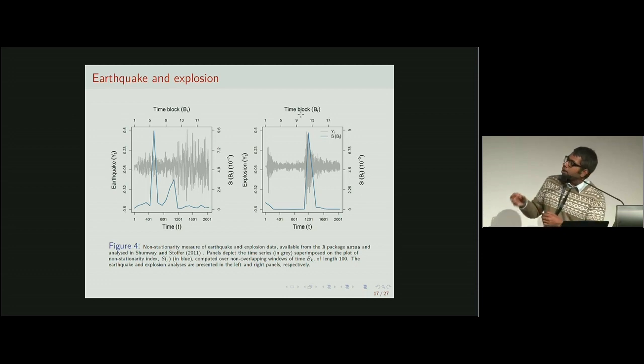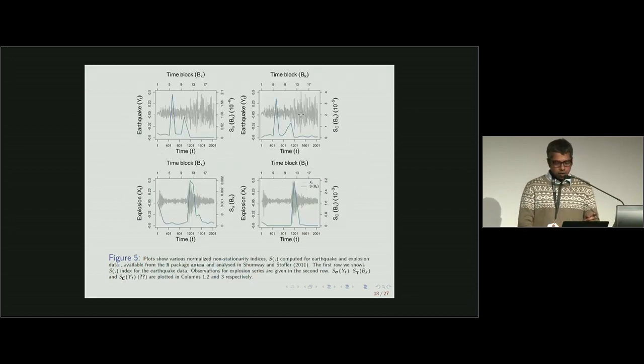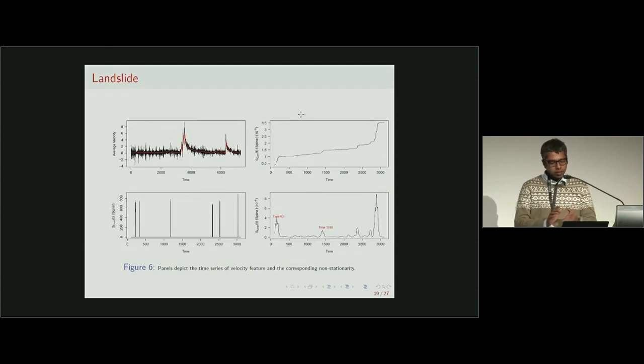In this case, the non-stationarity measure has been computed at non-overlapping windows of length 100 all the way till time 2001. I won't go into more descriptive details. I just want to finish with this other last application. At University of Melbourne, I am currently collaborating with a geology group, and they want to monitor the life of a landslide. Here you have the velocity measures that are being tracked as the landslide goes on.